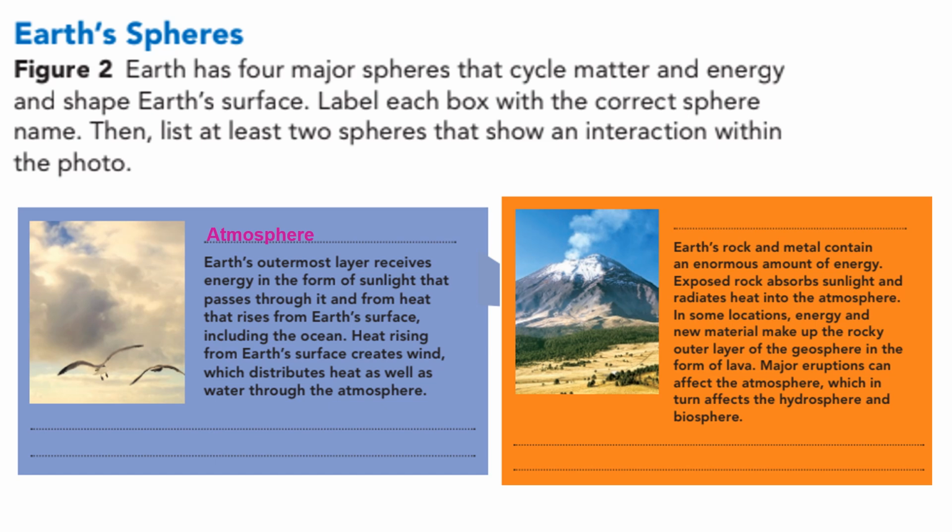have the atmosphere, and it is Earth's outermost layer which receives energy in the form of sunlight that passes through it and from heat that rises from Earth's surface, including the ocean. Heat rising from Earth's surface creates wind, which distributes heat as well as water through the atmosphere.